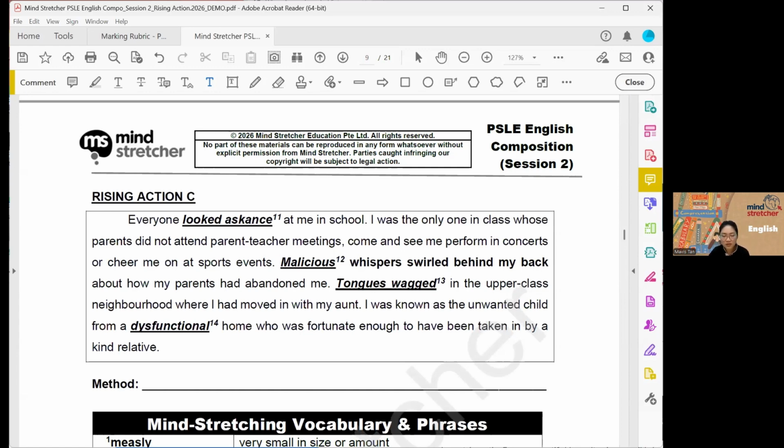Okay? Parent-teacher meetings means when your parents meet your teachers to get feedback about how you've done in that semester or year, right? What is swirled? Swirled means in a spinning action. Okay?